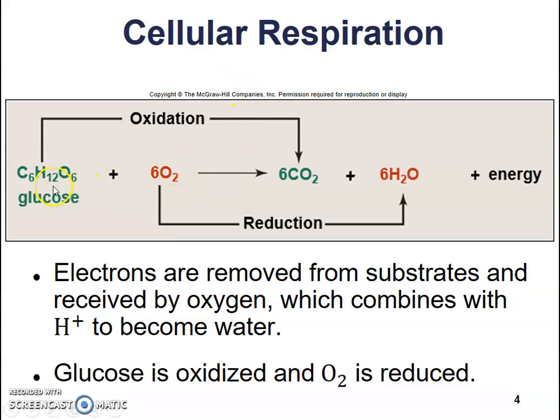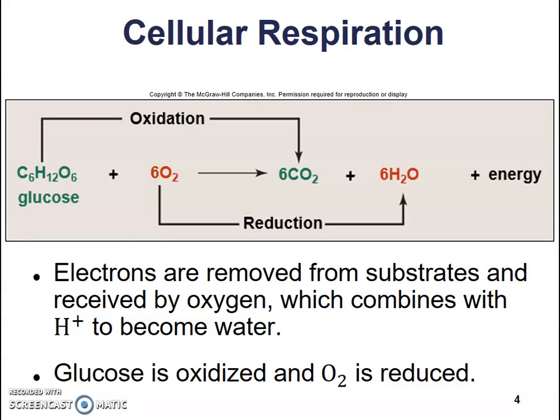Here we have the cellular respiration equation. We start with a glucose. We add 6 oxygen molecules. The oxygen is reduced to form water, and the glucose is oxidized to form carbon dioxide. You'll notice that no matter is being created or destroyed in this equation. We start with 6 carbon, we end with 6 carbon. We start with 12 hydrogen, we end with 12 hydrogen. We start with 18 oxygen, we end with 18 oxygen.